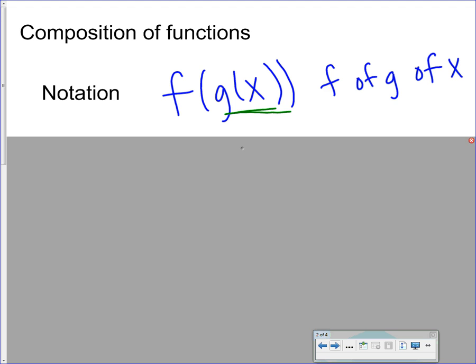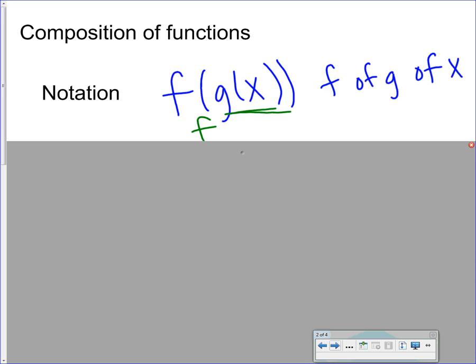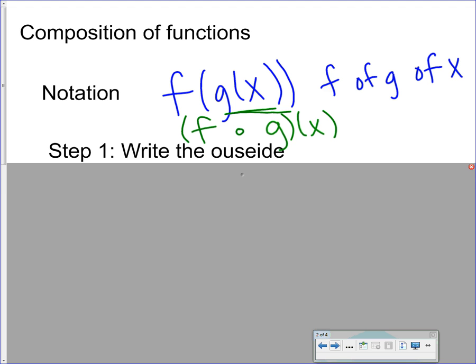Another way that you will see this notated is you will see f of g, and it's a little o right in the middle. It's not on the line like the f and the g are. It's in between the two lines if you're writing on lined paper. So f of g of x is another notation that you're going to see.